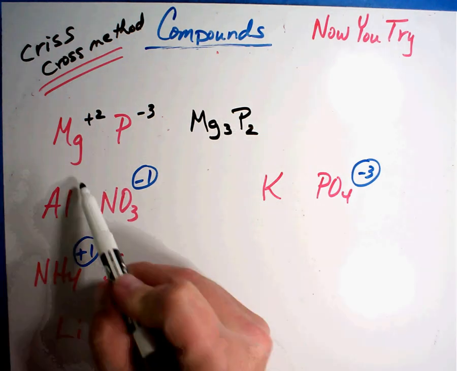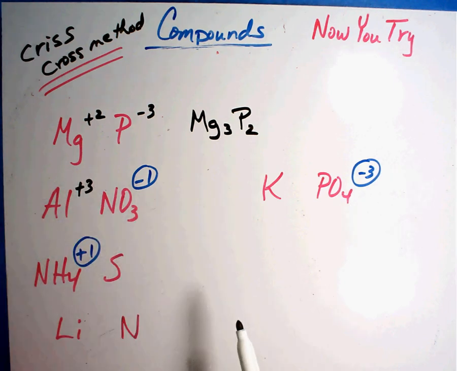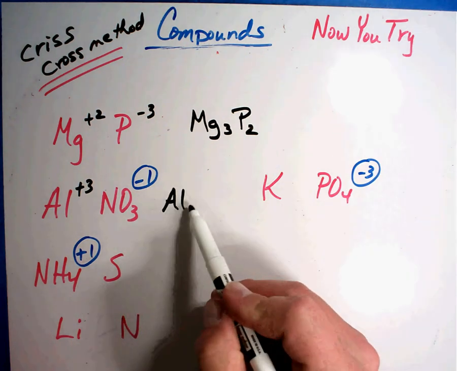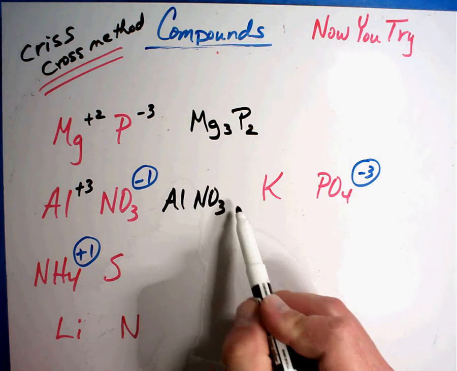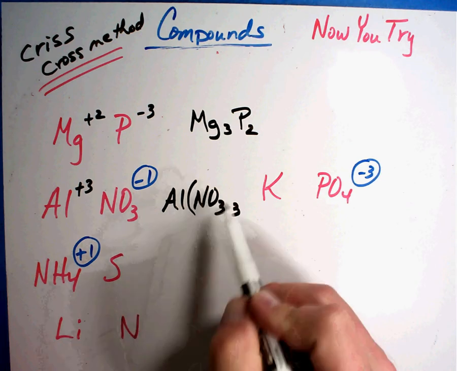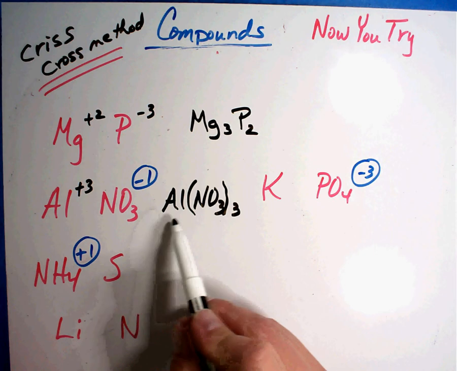Aluminum's a +3, and I gave you this one. NO3 is -1. Do they equal 0? No. So I switch them. Al1, don't write ones. NO3, 3. Well, it's an extra number, so I put it in parentheses. There's my answer. Aluminum nitrate.